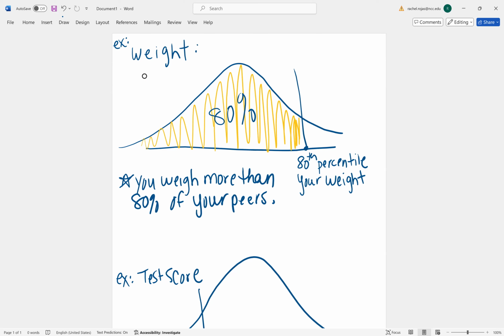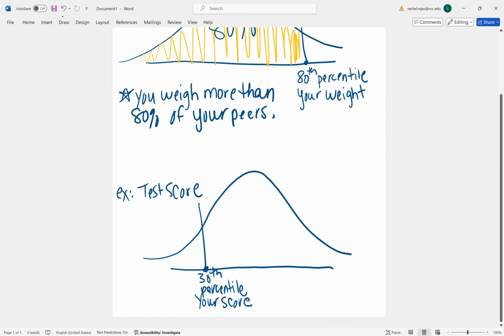right? Because if I were to shade the entire distribution of weights, that would be 100%, right? If I shade in the whole figure. Now, I already shaded in 80%. So the area to the right of your weight would be the other 20%, right? Because 80% plus 20% adds up to 100%. So you could look at it that way too. So you could look at this two ways. Either you weigh more than 80% of your peers, or you could say that you weigh less than 20% of your peers.